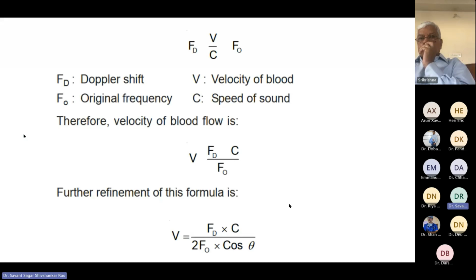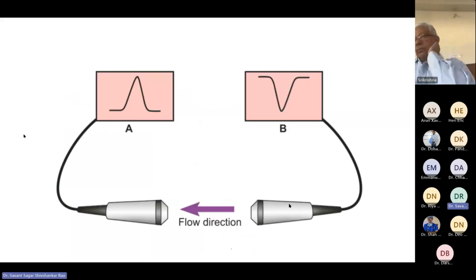This is the Doppler equation, which we will go through later in detail. So this is the principle. If the flow is directed towards the probe, we get a positive deflection as shown in image A. If the flow is away from the probe, we get a negative deflection as shown in figure B.